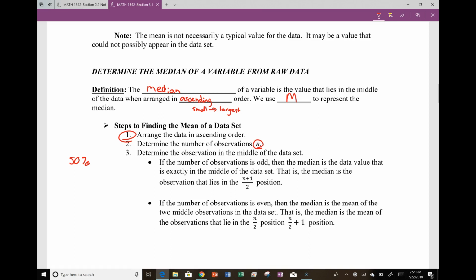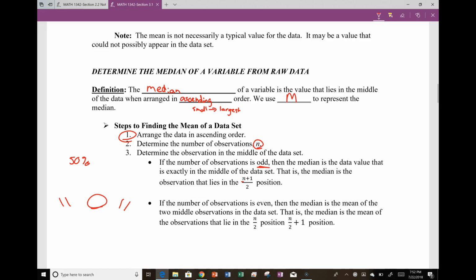When we have smaller data sets, what we tend to do is just mark off the largest, mark off the smallest, and keep going until we find that middle number, which works out great. We have to look at the fact that if the number of observations is odd, the median of the data set is exactly in the middle of the data set. So you can find this by taking N plus 1 and dividing by 2.